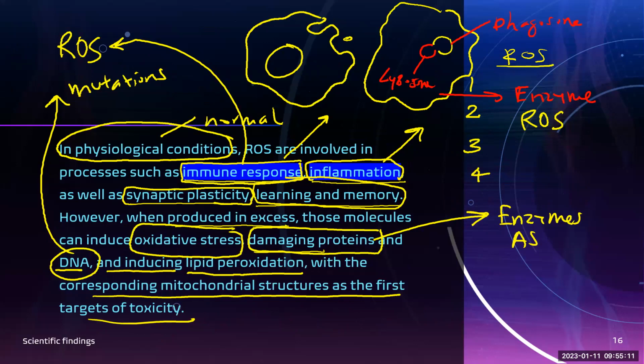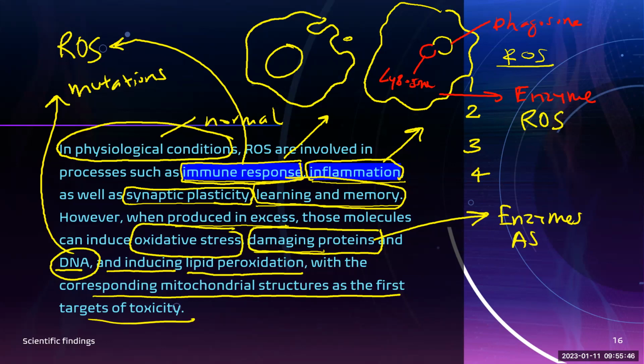However, when produced in excess, those molecules can induce oxidative stress, damaging proteins and DNA and inducing lipid peroxidation, with the corresponding mitochondrial structures as the first target of toxicity. Now, another function of reactive oxygen species produced in excess: they can directly damage molecules like protein, DNA, and lipid.